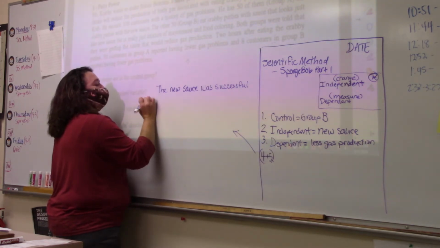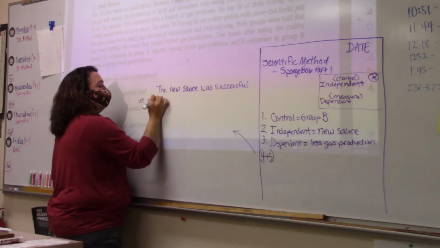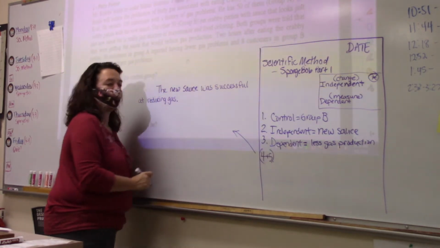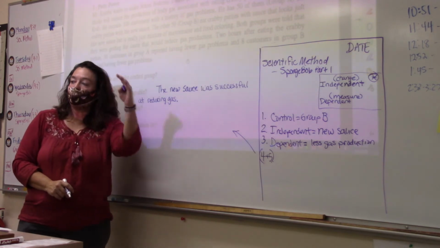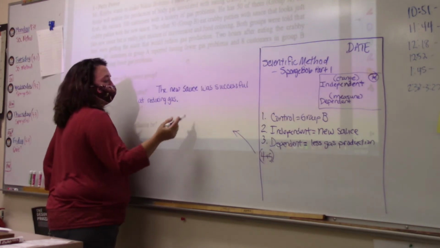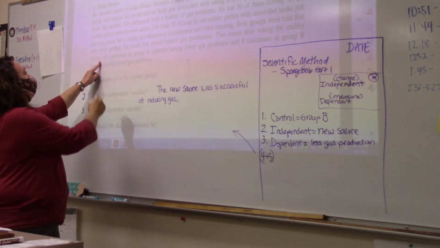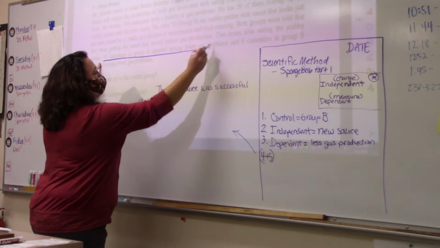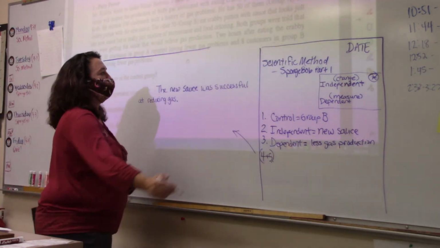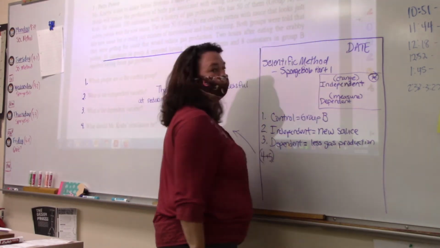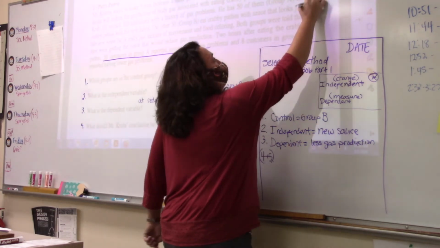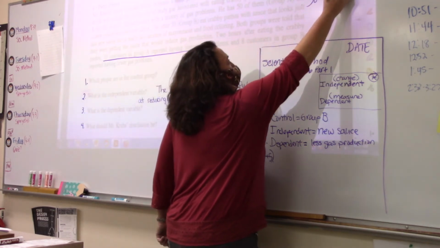At reducing gas, because gas, period. There's your sentence. Now we gotta put the evidence in. Okay, so the evidence is 30 customers reported, 30 out of what? 50. Okay, so I'm gonna write this up here and you guys decide how you want to put it in there. I just said 30 out of 50.